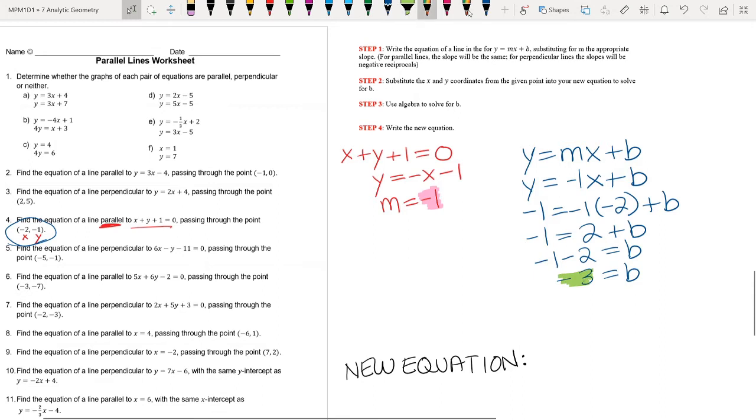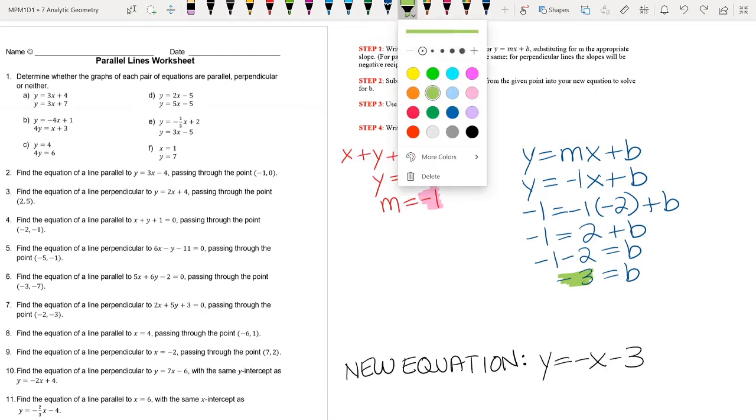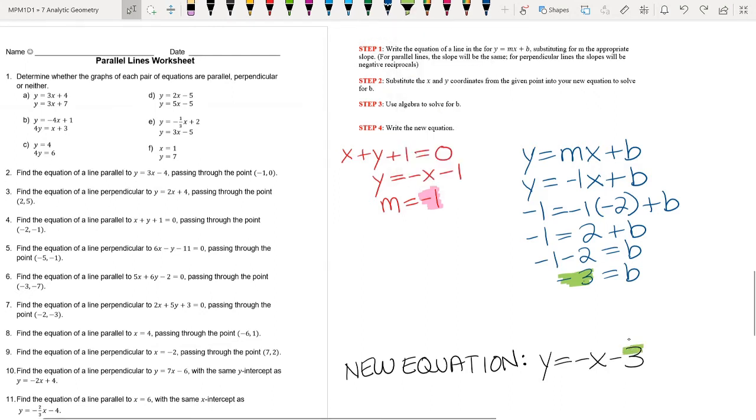And so our new equation is y is equal to negative x, or negative 1x, because the slope is negative 1, minus 3. And just to be consistent, we want to color code. So we got the y-intercept right here, and we have the slope right here, negative 1.